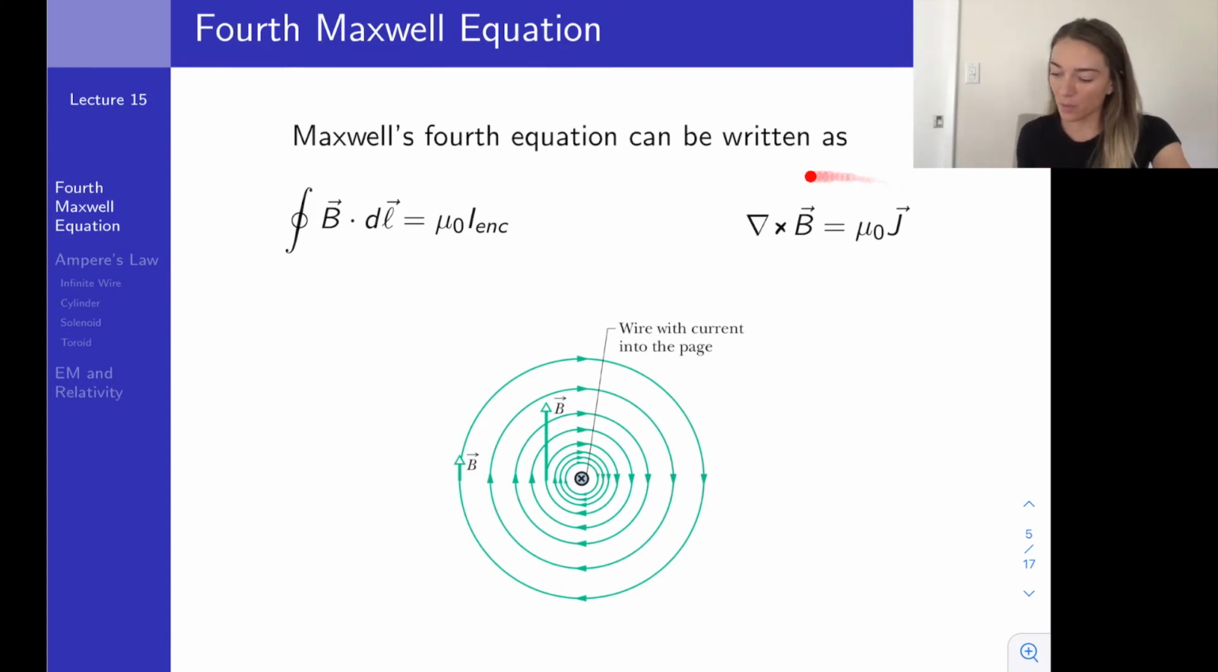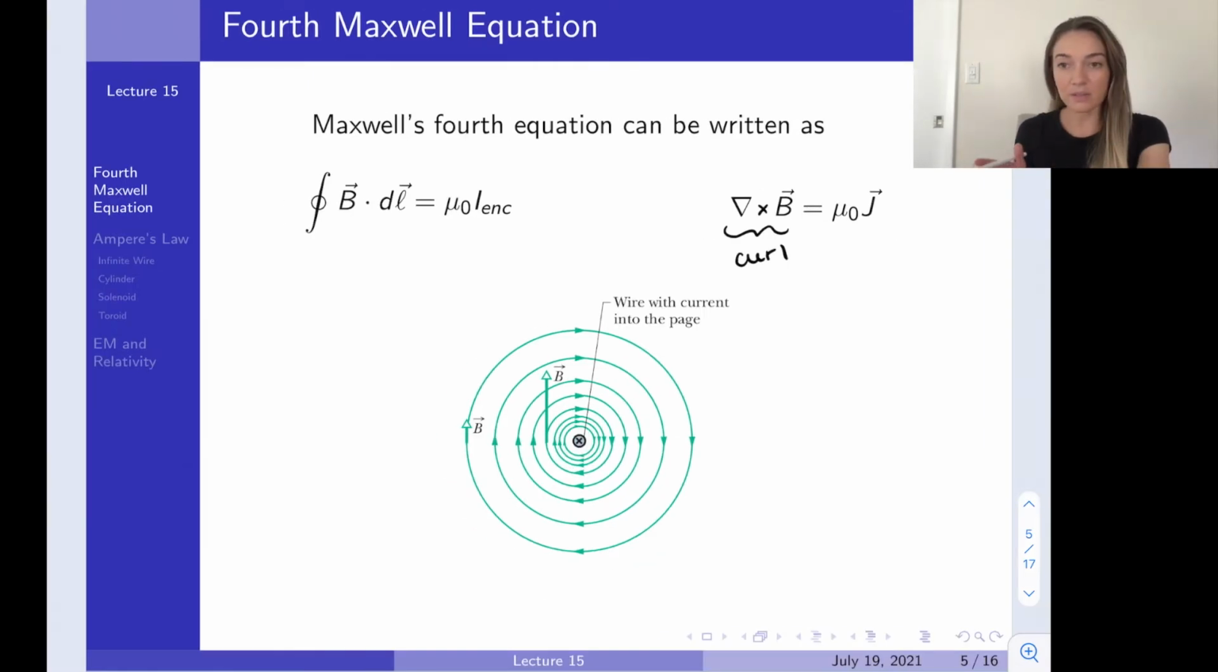Now, in differential form, it tells us that the magnetic field curls around a current density. That's all this equation is telling us: if we have a current density J, the magnetic field, this is the curl, will simply curl around that current, which we've seen here with our wire loop. So we have a current density right here, a current going into the page, and very clearly our magnetic field is curling around that current density.